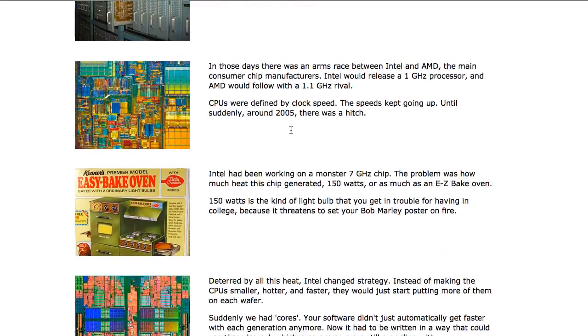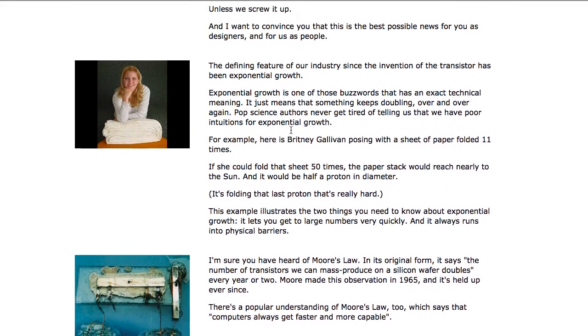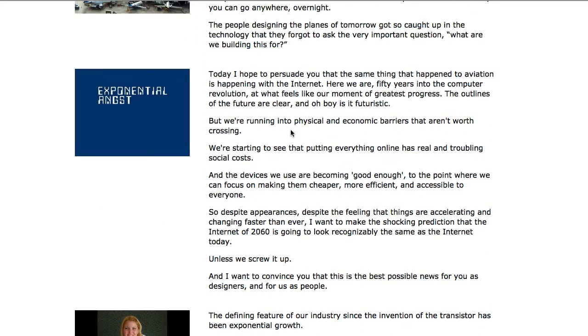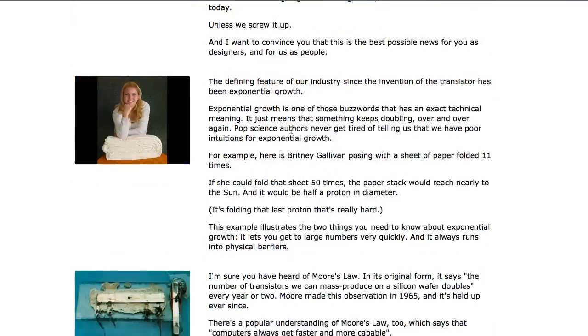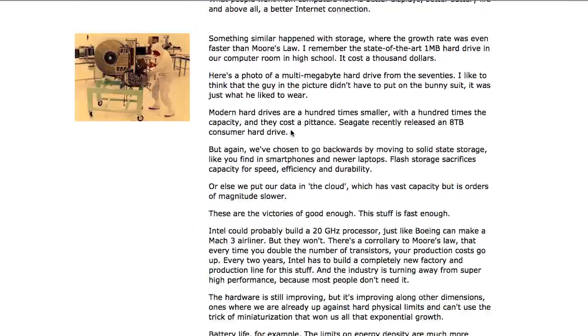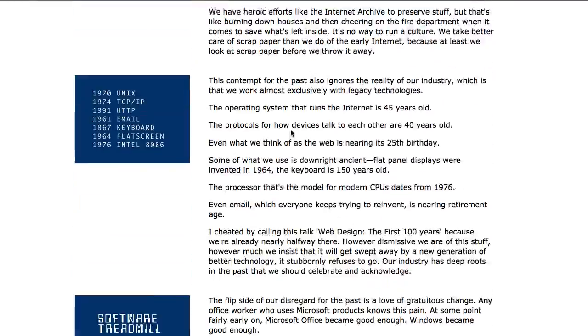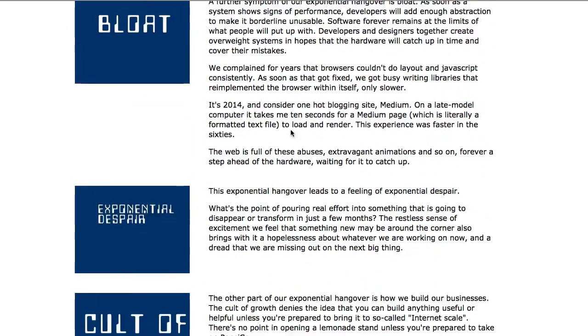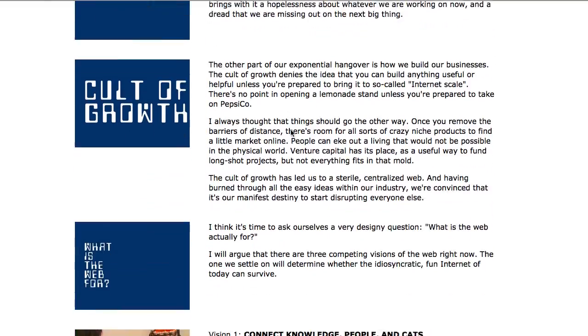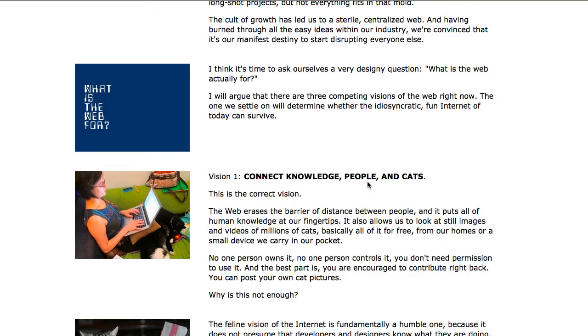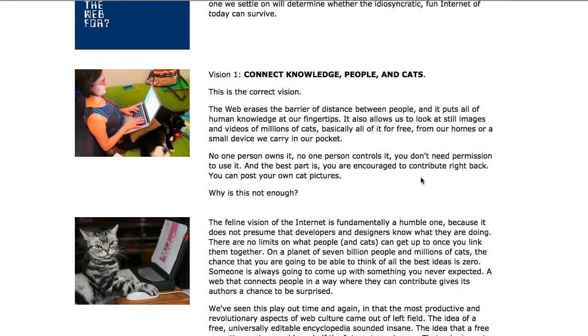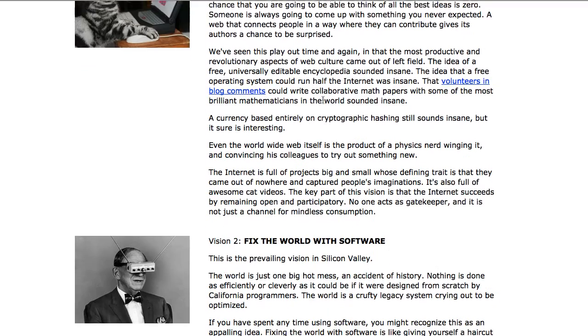connect things. Let's see, where does he say to connect things? So I would like to propose an alternative, and I would like you to think about not only these. So I tried to think about the three choices that he gives us, and now I've completely lost them here. Oh yeah, okay. So connecting knowledge, people, and cats, the one that he advocates for.